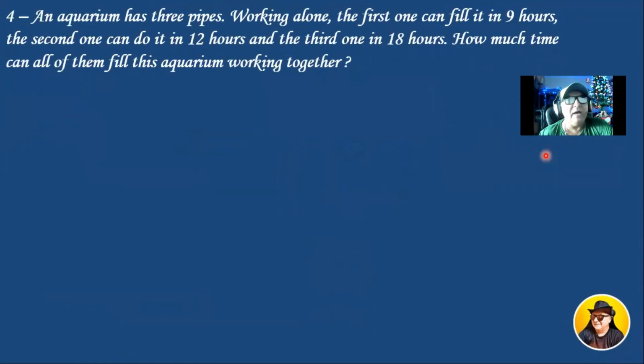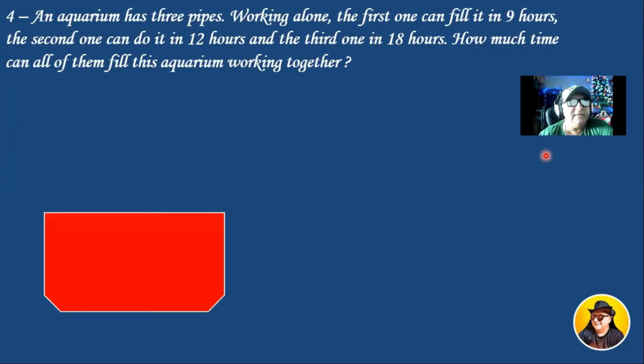Good. An aquarium has 3 pipes. Working alone, the first one can fill it in 9 hours. The second one can do it in 12 hours, and the third one in 18 hours. How much time can all of them fill this aquarium working together? Let's see. So suppose this is the aquarium. Okay, there is pipe 1 that fills it with water in 9 hours.